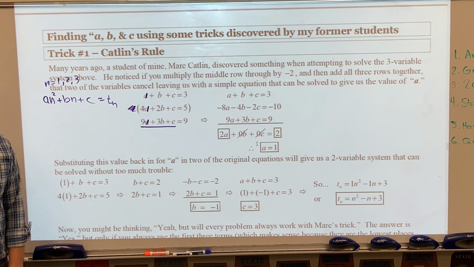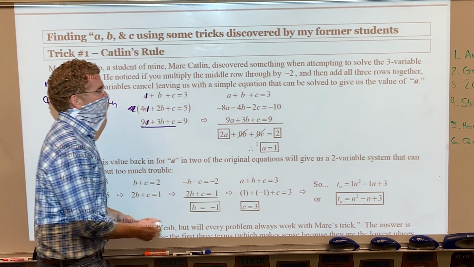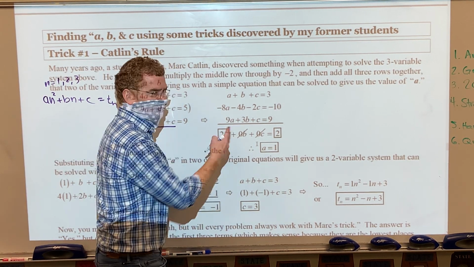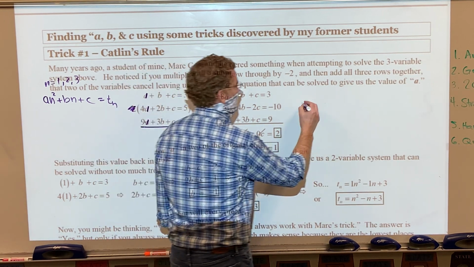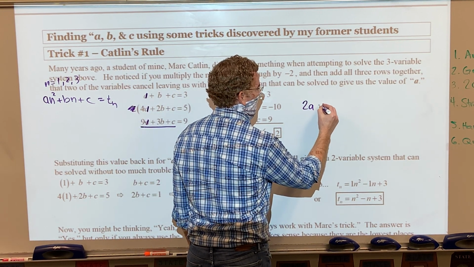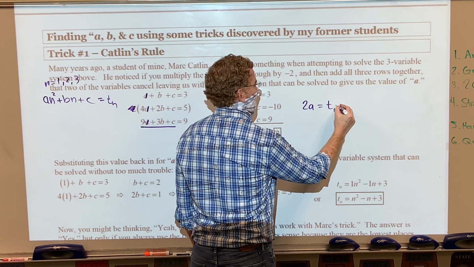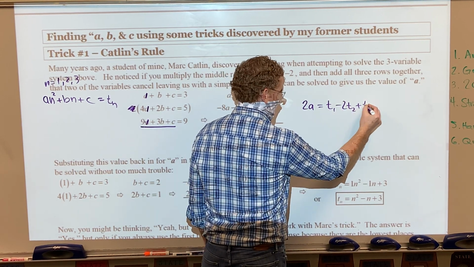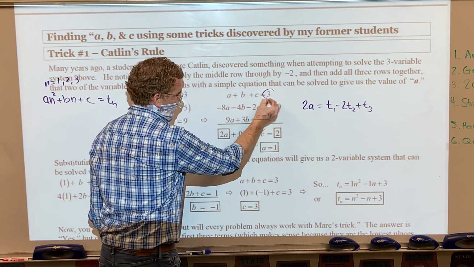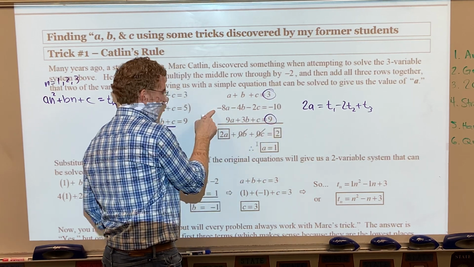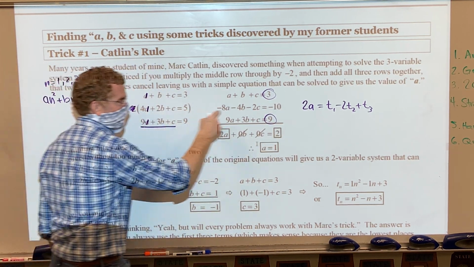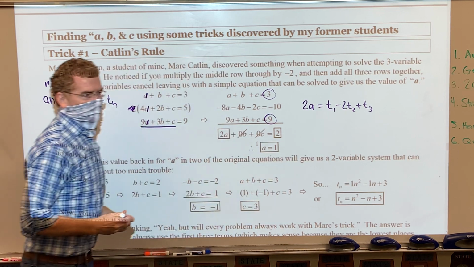But the great part about it is he said, well, I've noticed, Mr. Hurry, all you really end up having to do to find A then is use this formula. 2a equals the first term minus twice the second plus the third. Because if you think about it, first term, third term, minus 2 times that, minus twice the second.